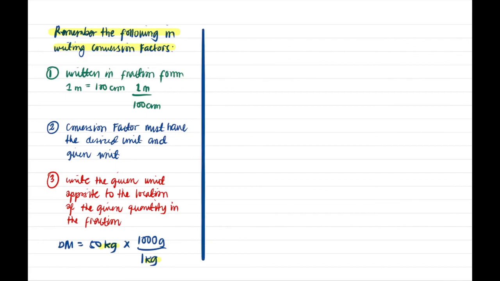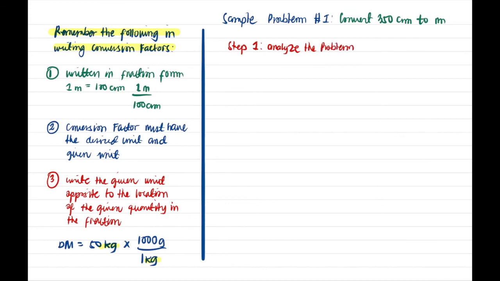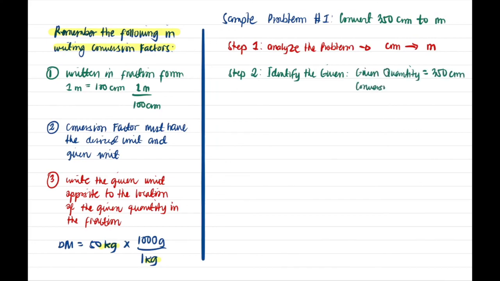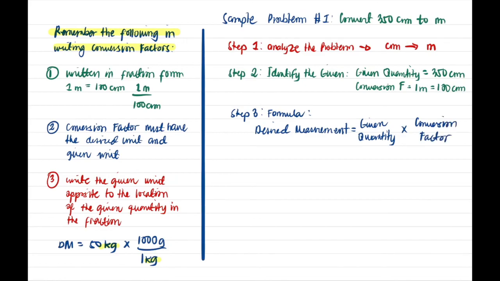Let us proceed to sample problem number 1. Convert 350 centimeters to unit meter. We can use the steps in problem solving to answer this question. Step 1. Analyze the problem. After natin i-analyze, let us proceed to step 2, which is identifying the given. Ang given ay 350 centimeters at ang conversion factor na ating gagamitin ay 1 meter is equal to 100 centimeters. Step 3. Write the formula to be used. So we have desired measurement is equal to given quantity times conversion factor.